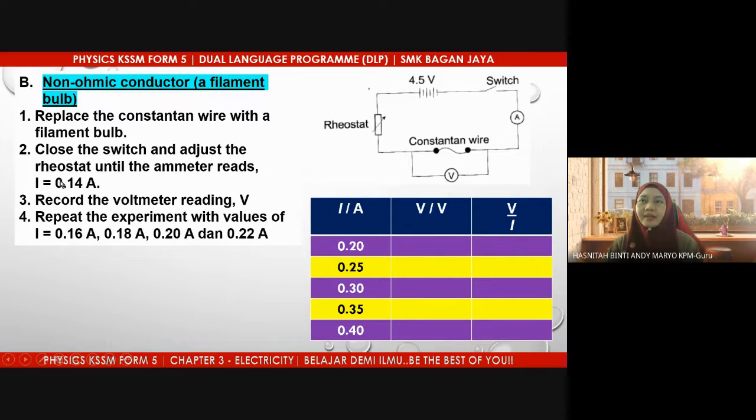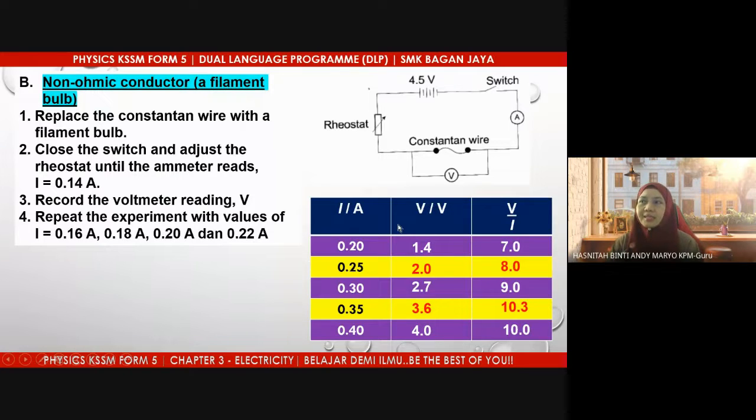Adjust the current until it reads 0.14, then record the voltmeter reading and we repeat the experiment again by adjusting the rheostat until you get this value on your ammeter reading, 0.16, 0.18, 0.20, and 0.22 ampere. So we record all our reading in this table, okay, and find the ratio of V to I by using calculator. Okay, so you can check either the value is correct or not.